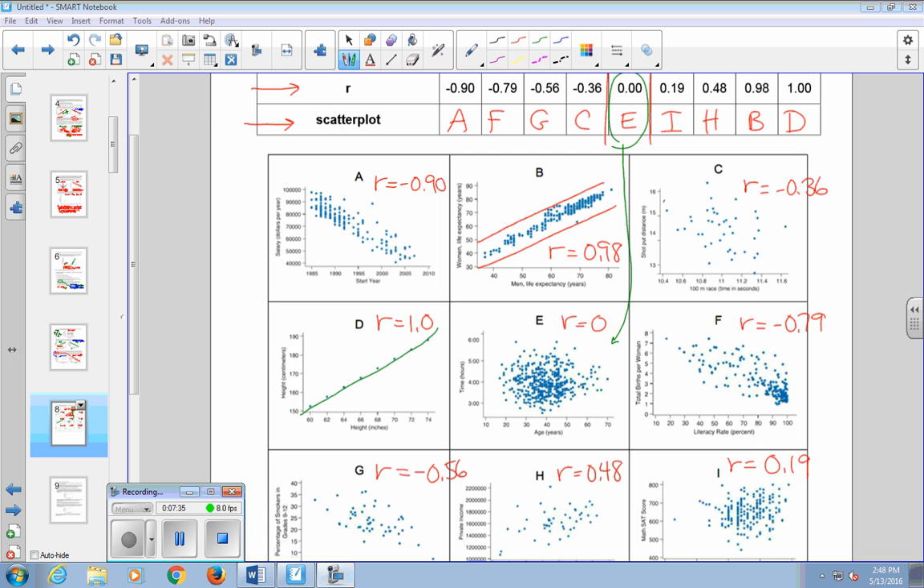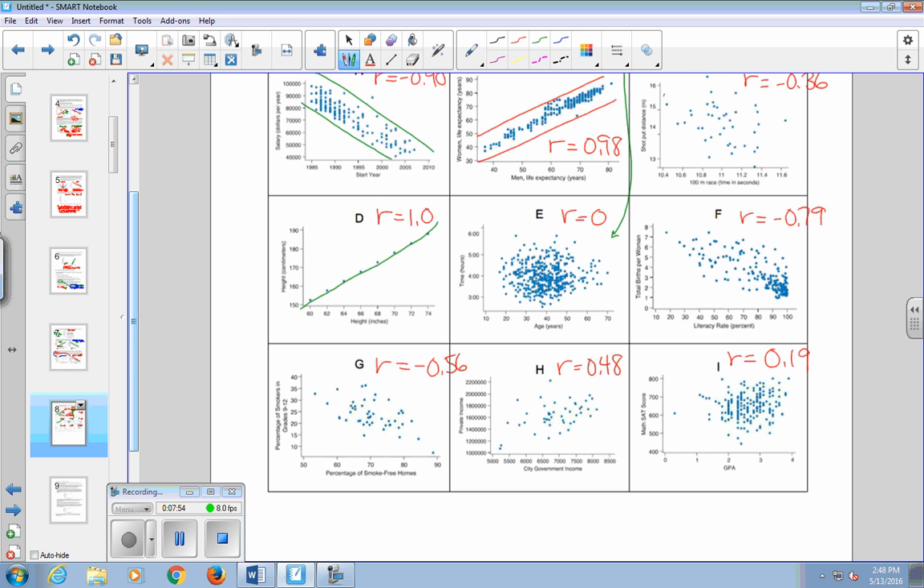Let's try one, maybe 2 more. Scatter plot A has a downward trend, not too much vertical variation, so it's got to be a fairly strong correlation. And that is the strongest -1 given. Okay. And let's pick one more.